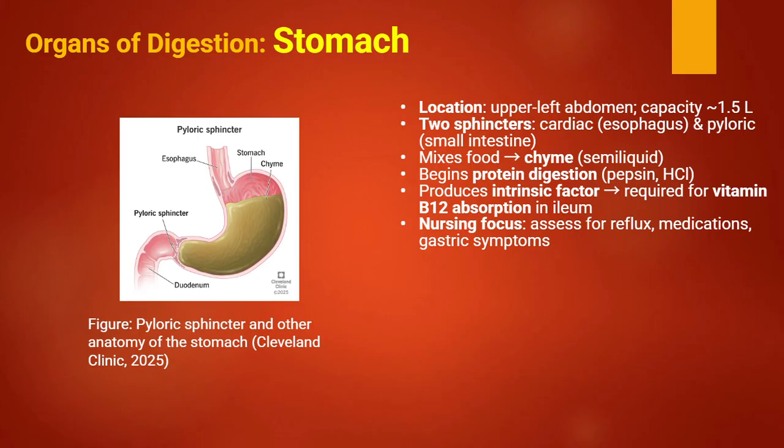From a nursing perspective, it is important to assess patients for signs of gastric dysfunction, such as heartburn, acid reflux, bloating, or pain. Asking patients about medications that affect the stomach, such as antacids, proton pump inhibitors, or NSAIDs, is also important because these can alter stomach acid levels and digestive function.